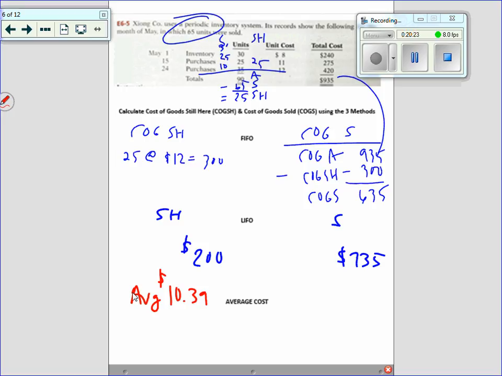Then I would take the 25 units that are left times that 10.39 to equal 259.75. And then the teacher in me would have said cost of goods available minus cost of goods left equals cost of goods sold. Your final number would be 675.25.